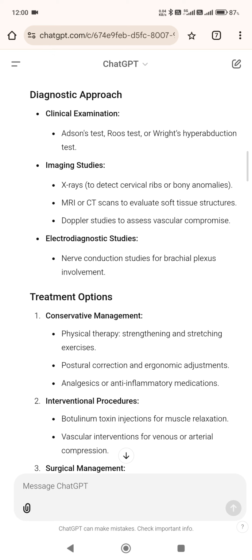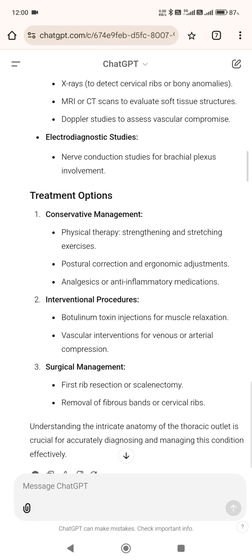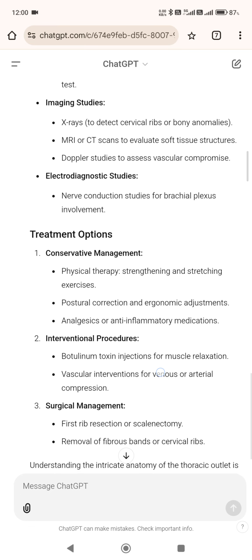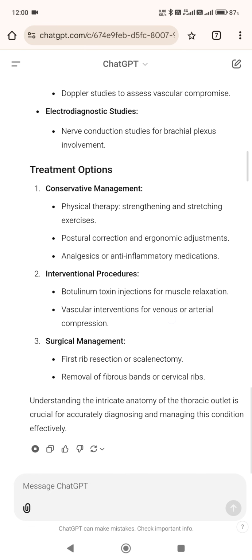Treatment options. One, conservative management: physical therapy, strengthening and stretching exercises, postural correction and ergonomic adjustments, analgesics or anti-inflammatory medications. Two, interventional procedures: botulinum toxin injections for muscle relaxation, vascular interventions for venous or arterial compression. Three, surgical management: first rib resection or scalenectomy, removal of fibrous bands or cervical ribs.